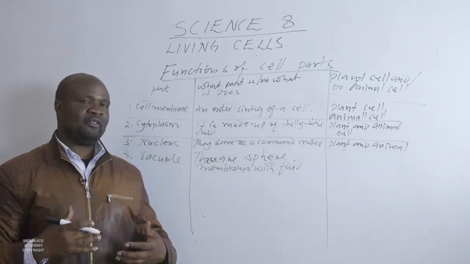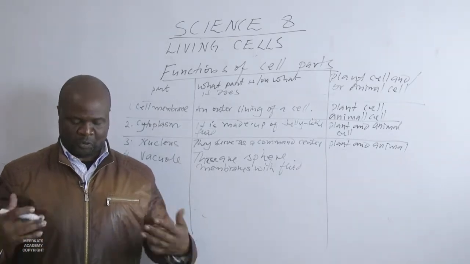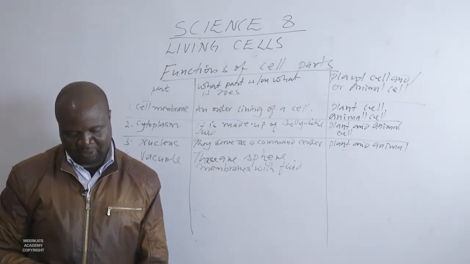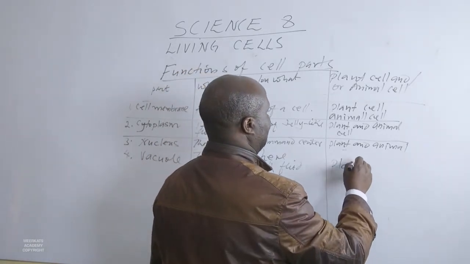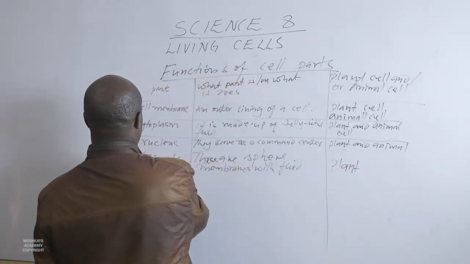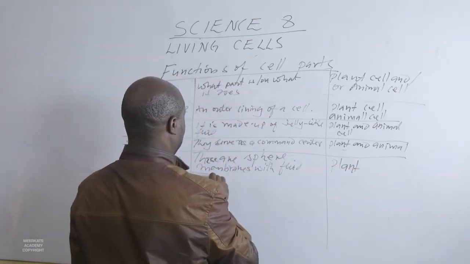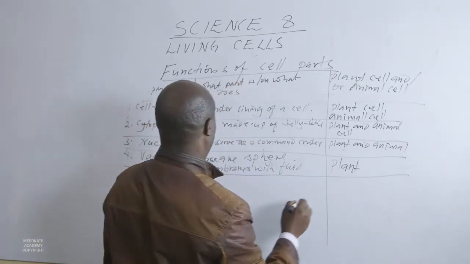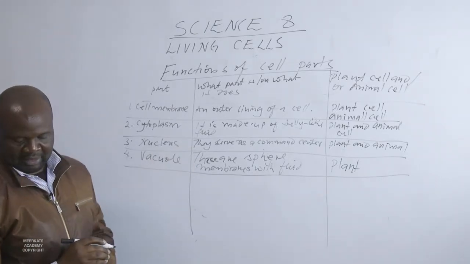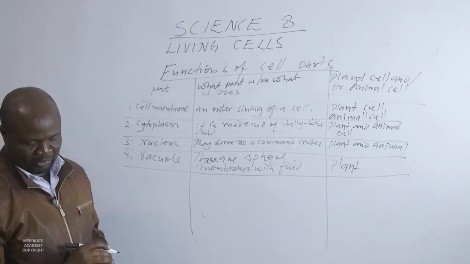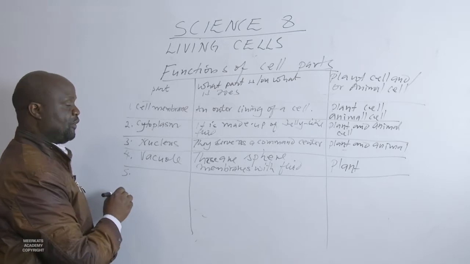For the cell to be turgid enough depends on the cell vacuole. It has space and it contains enough fluid. So we are being told that the cell vacuole is only present among plant cells, not among animal cells. Then we can go to the fifth structure.